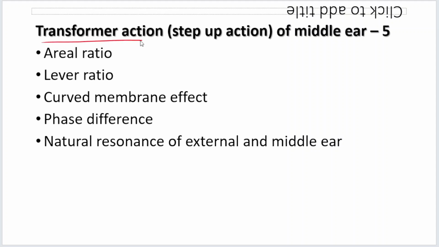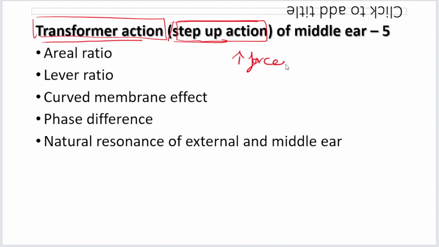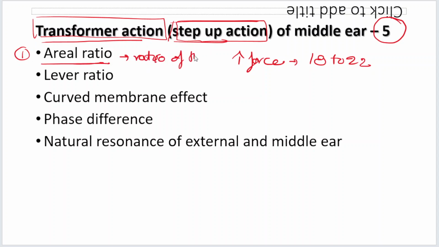Now, how does the middle ear achieve this transformer or step up action, where it is increasing the force of the sound 18 to 22 times? How does it do that? It does that with the help of 5 components. The first one is called the areal ratio, the ratio of the areas, areas of what? Areas of the tympanic membrane and the stapes footplate. Okay, so this is the areal ratio. The second one is the lever ratio.